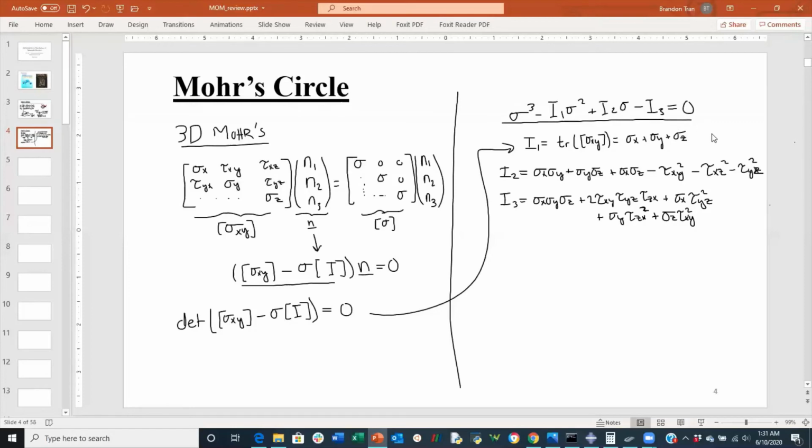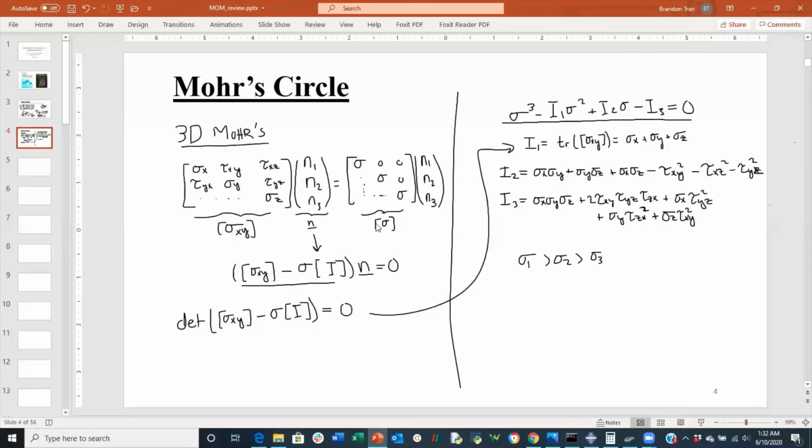and you guys remember how to solve the roots of a polynomial equation. You essentially get your principal stresses as the roots of this equation. So just for notation's sake, we always say that sigma 1 is greater than sigma 2, which is greater than sigma 3, always in that order.